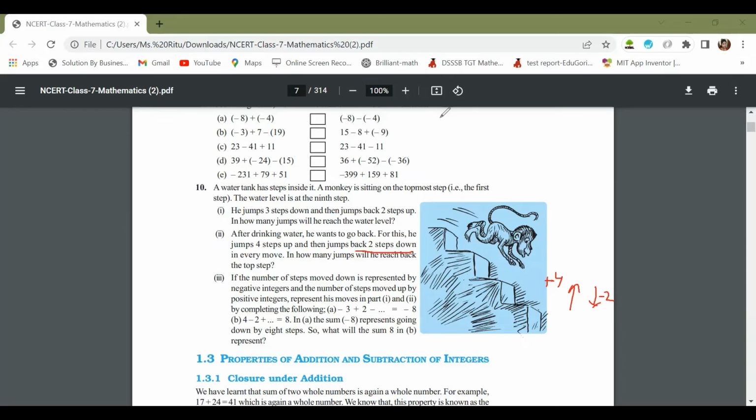So we'll make the table again. So let's have a look how we will make this table now. Again we will make the table. Here we will write jump. Here we will write total steps moved, how many steps he is moving, and then current position. Okay, current position where the monkey is. Now he'll start from where? From the 9th step this time. Okay, because monkey is going from 9th step to the first step. तो हम इसको stop करेंगे जब first step आ जाएगा.